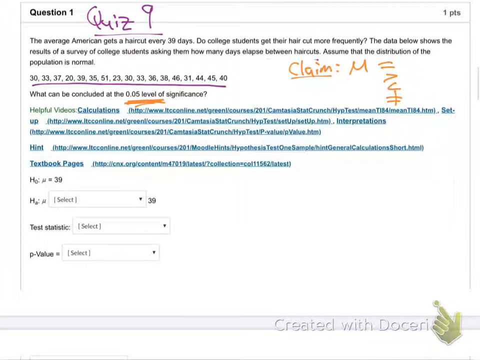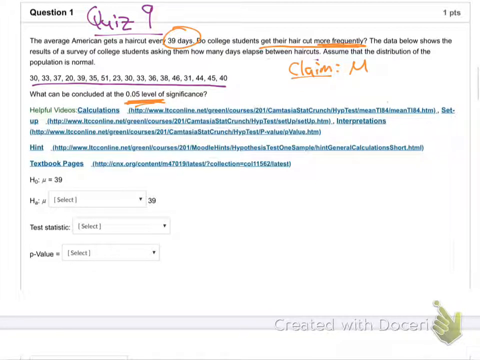Where is it? Oh, get their hair cut more frequently. More frequently than what? Than the American average of 39 days. Do college students get their haircut more frequently than the American average of 39 days? So what does that mean? Careful now. Are you feeling sharp here at 8:30 at night on a Wednesday night? Because this is a tricky question.